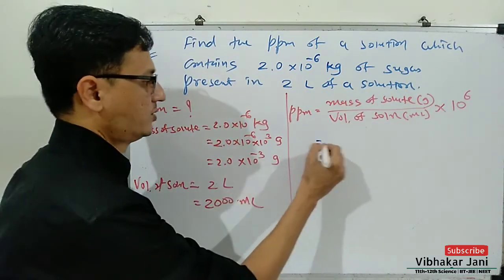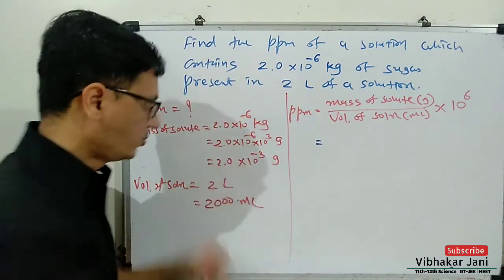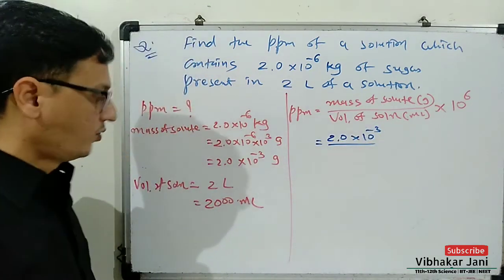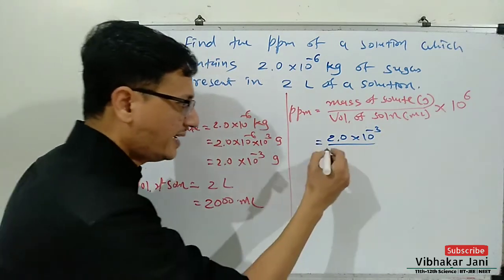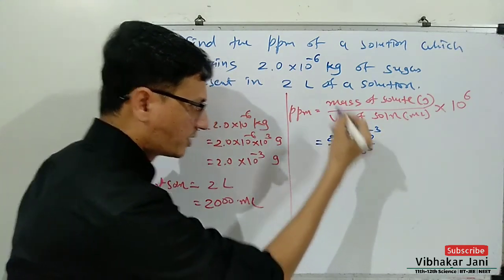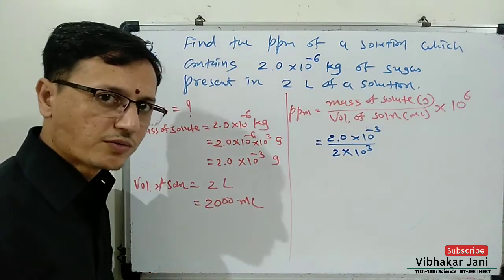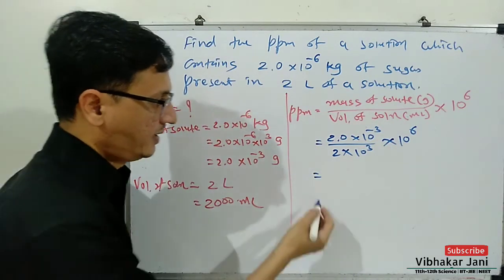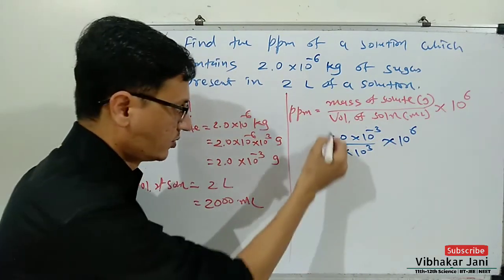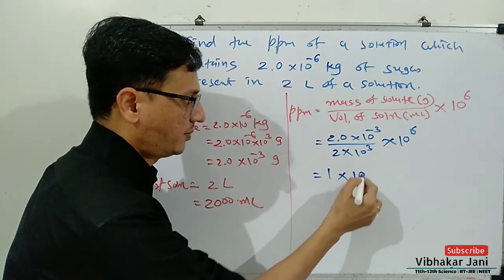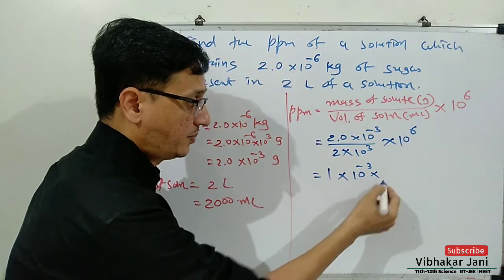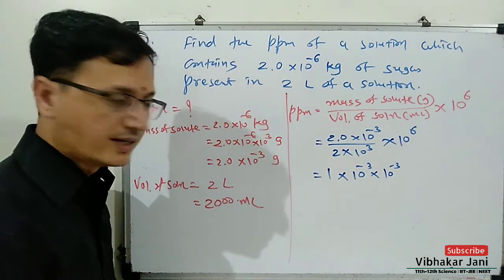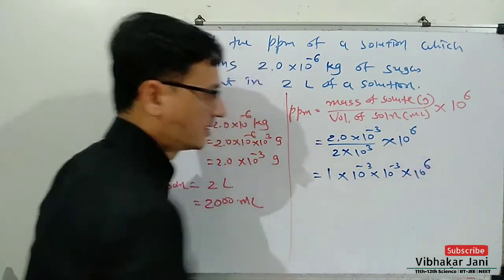Okay, now let us put the values. Mass of solute, that is 2.0 into 10 to the power minus 3 divided by volume of solution, that is 2000. So I can write it like this: 2 into 10 to the power 3. 2000 means 2 into 10 to the power 3 multiplied by 10 to the power 6. Now here these 2 will be cancelled. So if this will be cancelled, then there is 1 multiplied by 10 to the power minus 3 multiplied by, if this 10 to the power 3 goes to numerator, then it will become 10 to the power minus 3, and we have already 10 to the power 6.